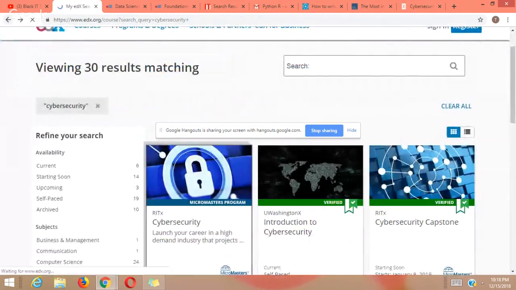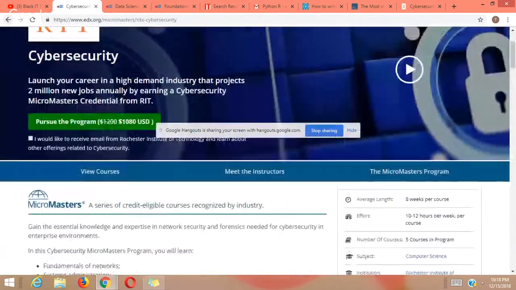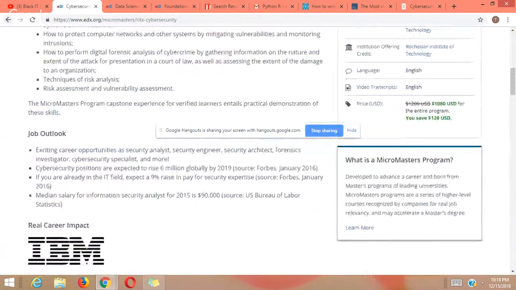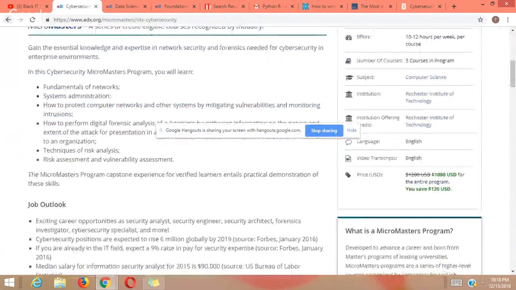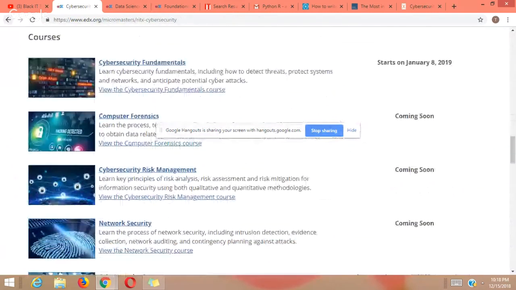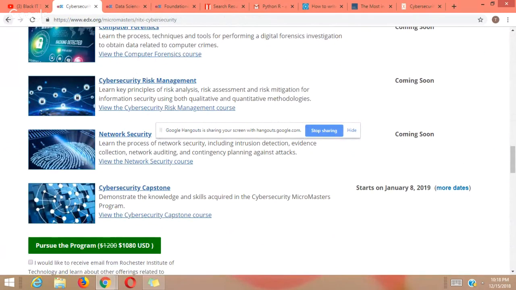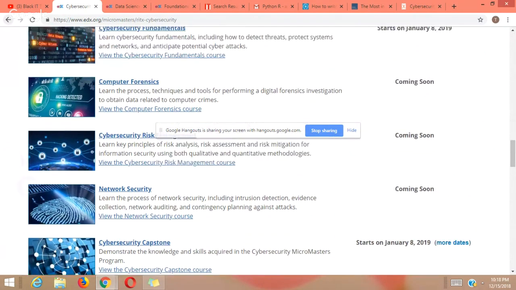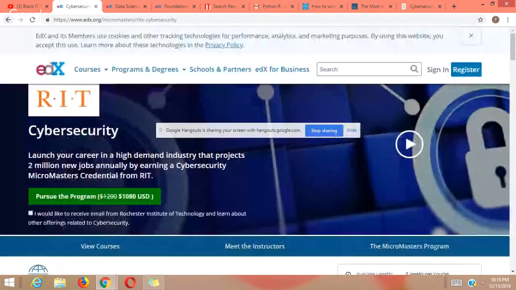Now, RIT, which is Rochester Institute, has a similar one. I'm not sure how much it costs though. So this one has actually been cut down to $1,080, as opposed to what it was before. Let's look at the classes: cybersecurity fundamentals, cybersecurity forensics, cybersecurity risk management, network security, and cybersecurity capstone. Really can't beat that. For $1,080, you can't beat that. That's less than a 65 inch flat screen TV.